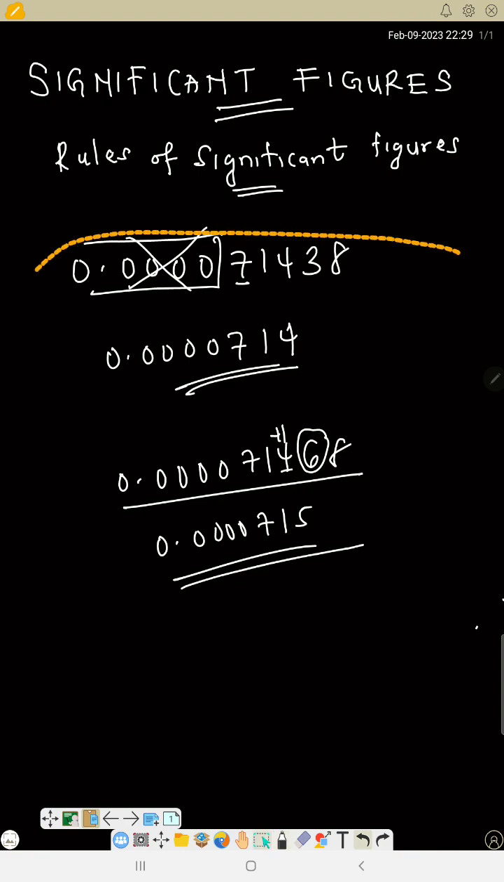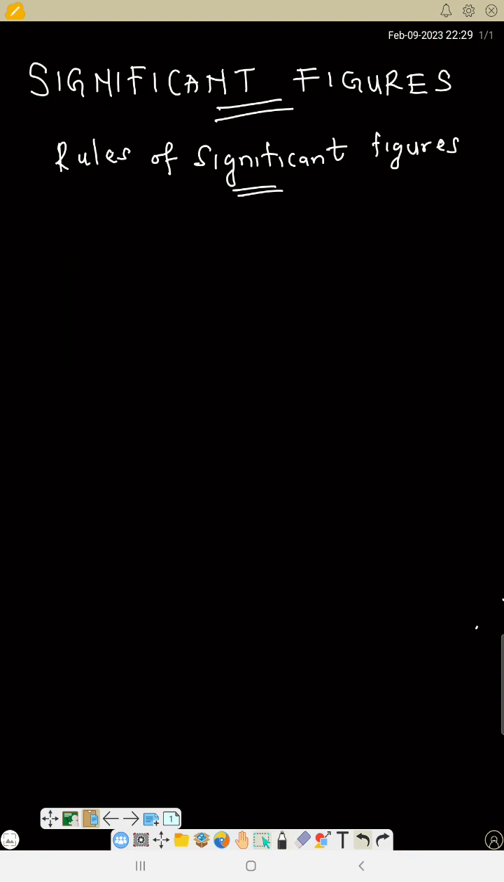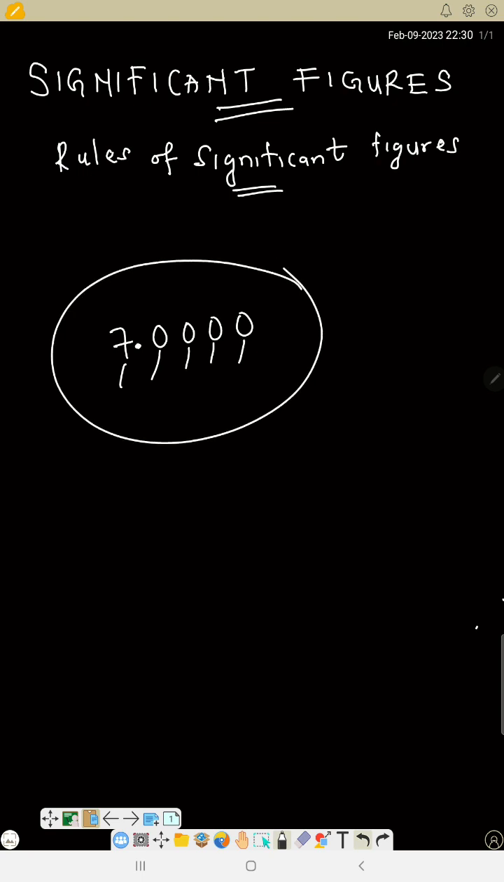So now let's do more. Just know the rules, and we'll solve questions later. Now if I have 70000, how many significant figures is this? Yes, just one, because all these zeros are not significant. But if I put a point, how many significant figures is this? Then all these zeros are now important. That is 1 2 3 4 5. So this is 5 significant figures.